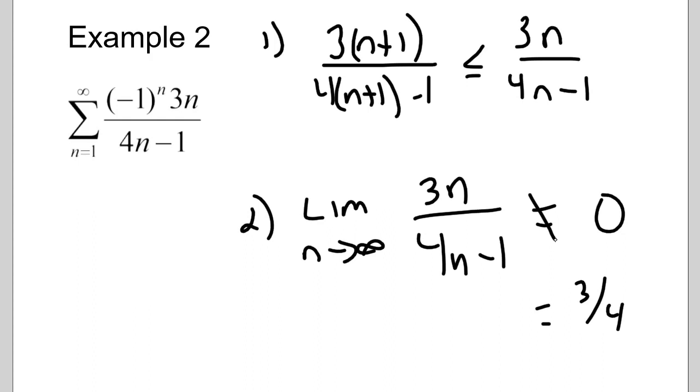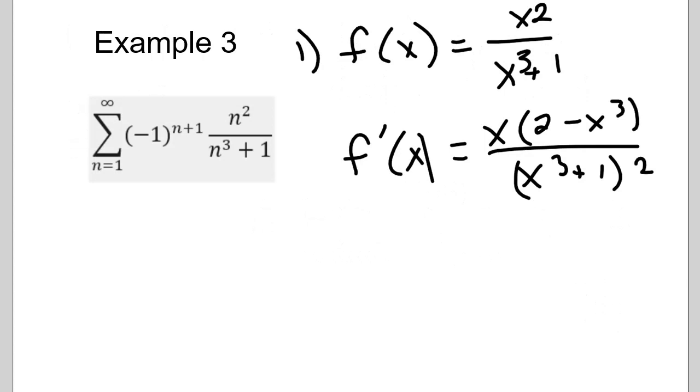To determine if it's divergent, we have to look at the test for divergence. The test for divergence states if the limit does not go to 0, it is divergent. So in this case, my limit does not go to 0. So therefore, this function, or the series, is divergent.